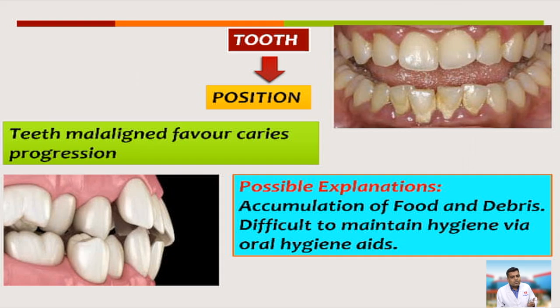And second is the tooth position. In malaligned teeth, the chances of caries are more because it's very difficult to clean those areas. So food and debris stay there for more time, and patients are unable to clean that area. That's why the chances of caries are more in malaligned teeth.